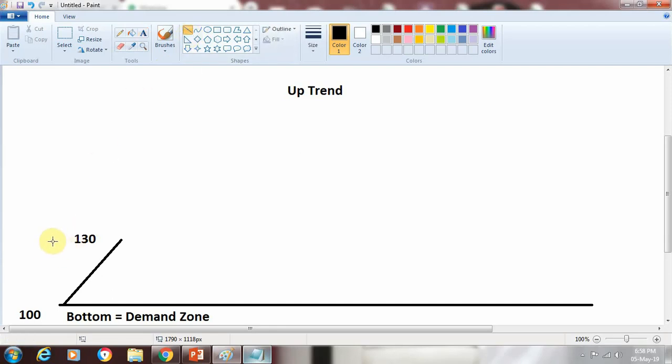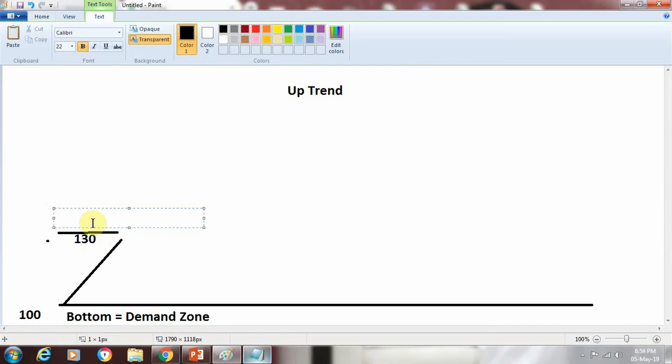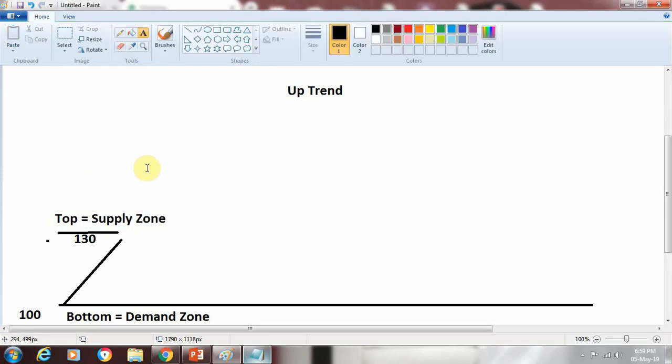So if I have to mark this particular level at 130, I would say this is a supply zone or a top. Top is also equivalent to supply zone, and when we know that there is a supply in the market, we see that the price will come down. So now what will happen with the price is it will come a bit down.